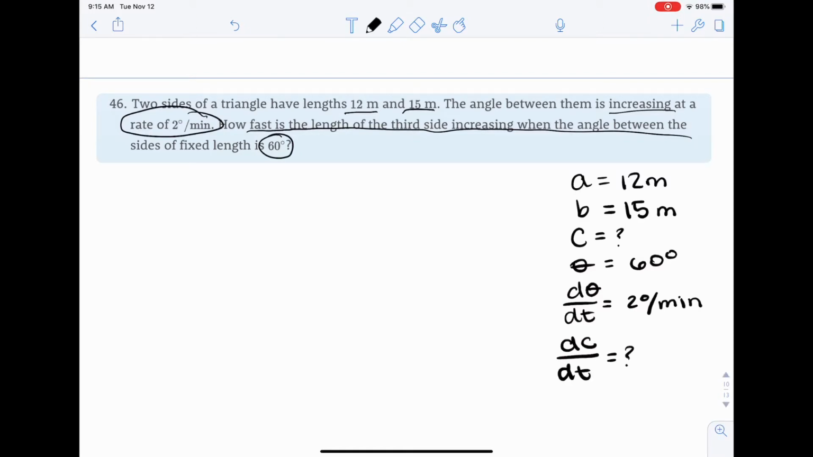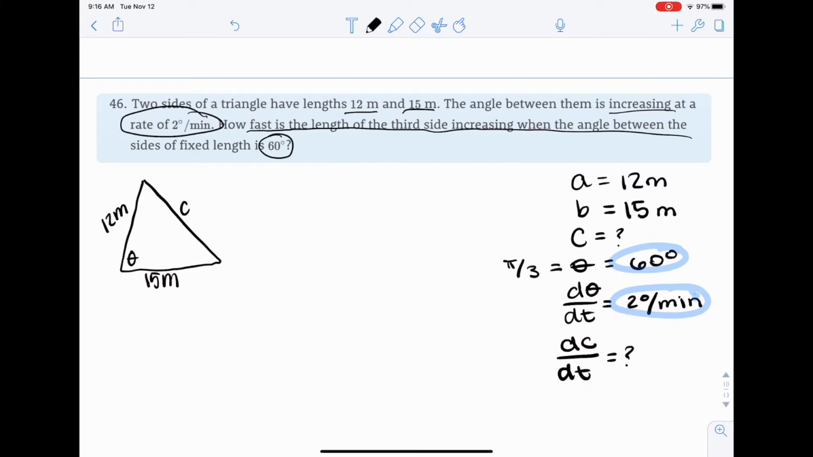Okay, so first we're going to draw a triangle. And it doesn't say it's a right triangle, so I'm just going to draw a regular old triangle. And we're going to label 12 meters, 15 meters, C, and theta. So first thing you want to do is change this and this into radians instead of degrees. So 60 degrees is pi over 3 radians, and 2 degrees, we can do it down here.